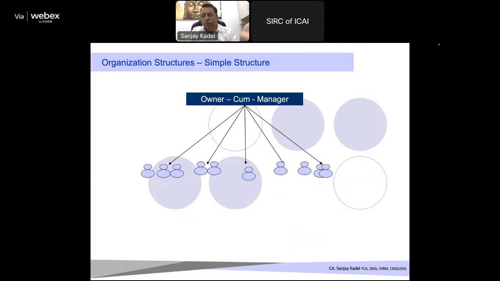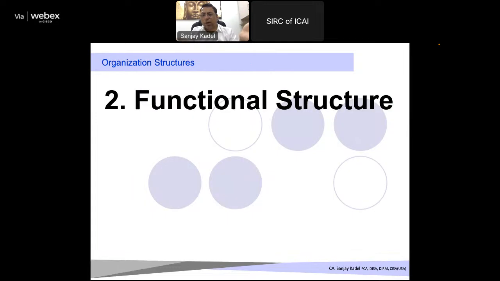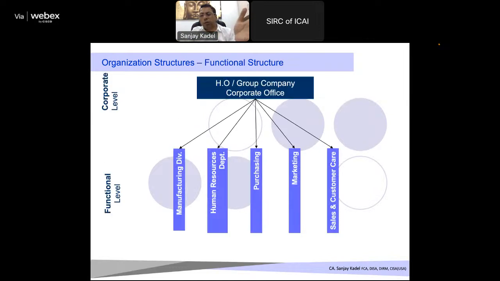So first, very simple structure. Second, they can think of functional structure. Just now we discussed about functional strategies, no? So functional structure means you are dividing the organization into different functions, different departments based on the functions which they carry out. Like you create a manufacturing team which does only manufacturing activities. You have HR team which does only HR related activities. You have one purchasing team which does only purchasing activities. Marketing team only marketing activities.